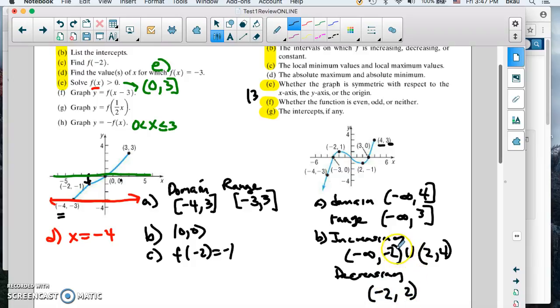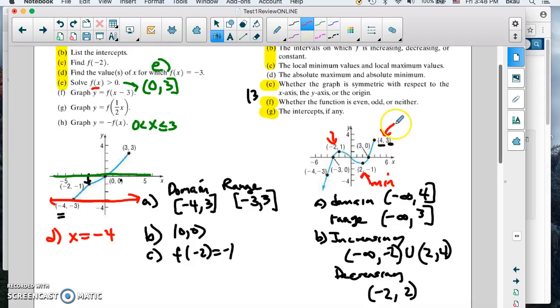Okay, that's part B. Part C, it says locate maximum and minimum values. Well, there is no minimum because it's negative infinity, it goes forever. But there are local maximums and local minimums on these values. There are 3 of them actually. So in part C, there are 3 local max and mins. That would be this one here, that's a local maximum. This is a local maximum, and this is a local minimum.